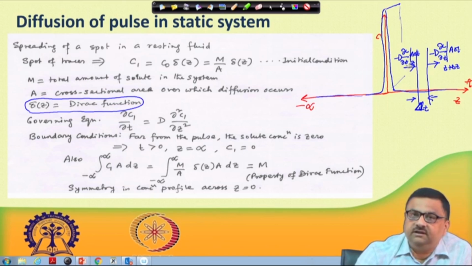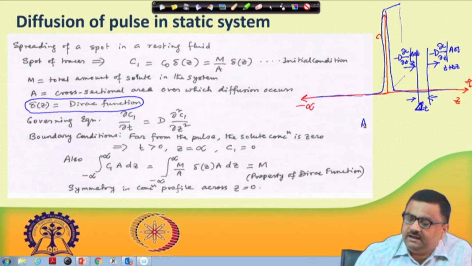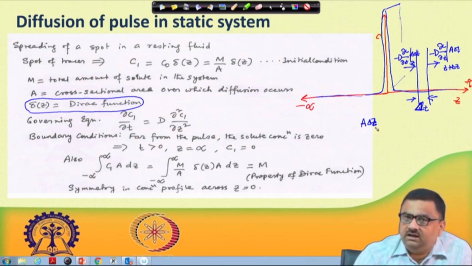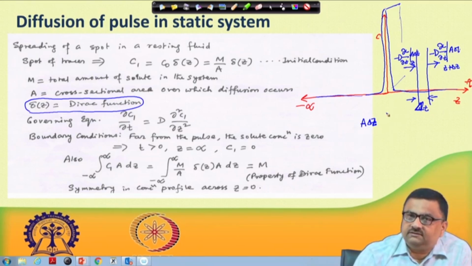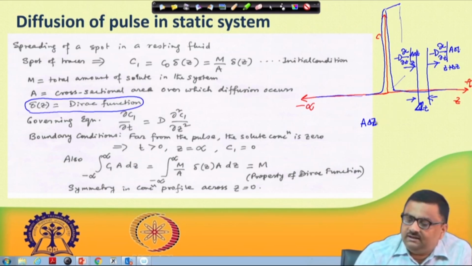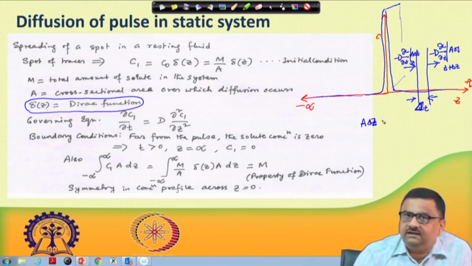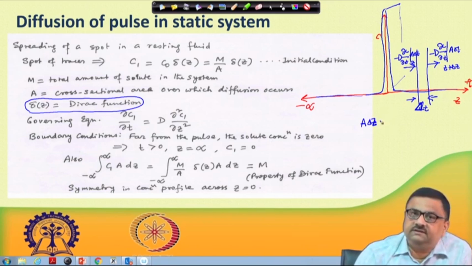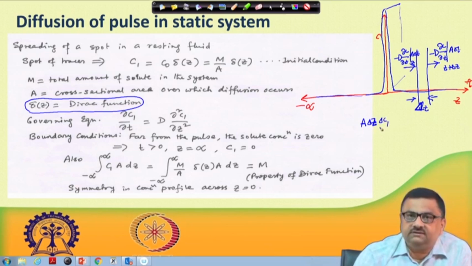The difference between in minus out is accumulation, and accumulation will take place over A delta z, that is the volume. Let us say earlier at t the concentration was C1, and then at t plus delta t, the concentration is C1 plus delta C1. So delta C1 is the extra concentration that you have, and so that is the accumulation.